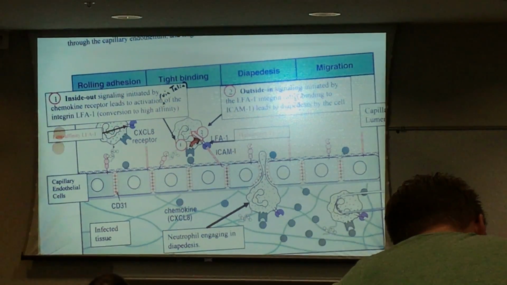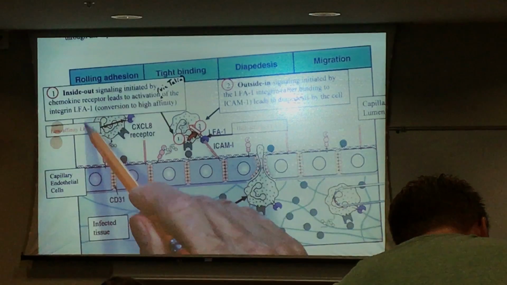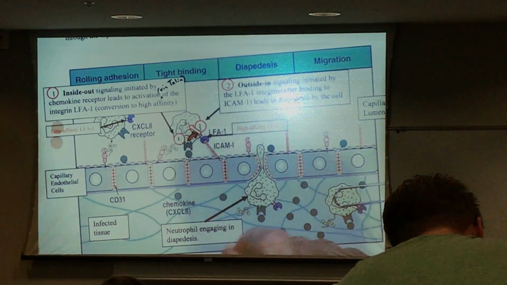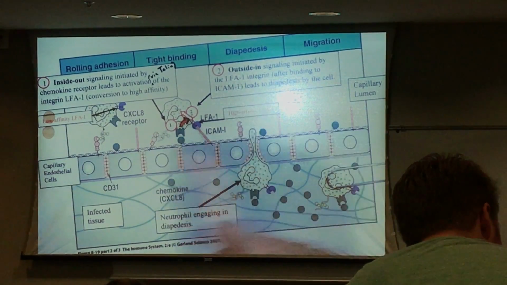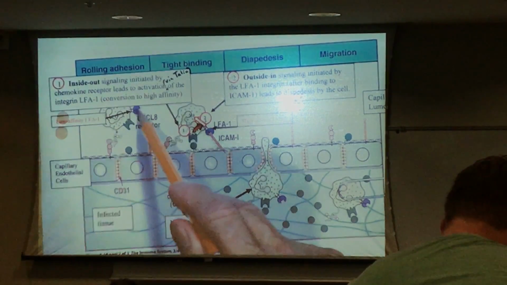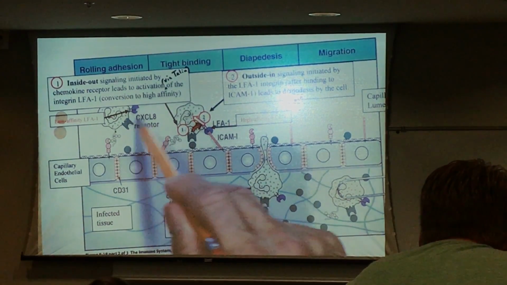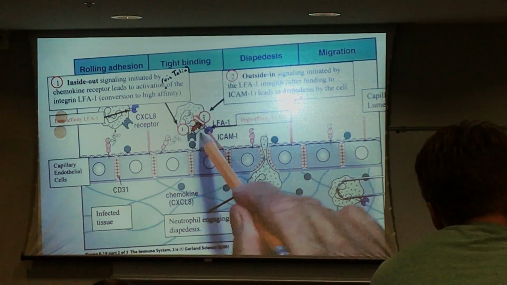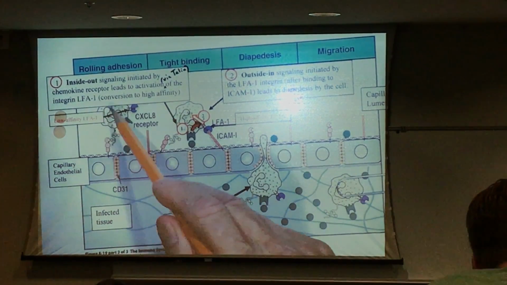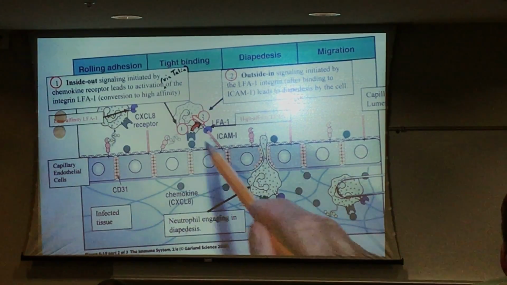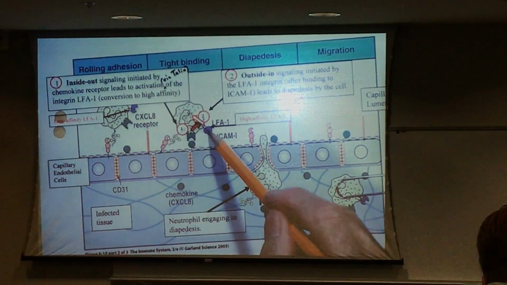We talk about this inside-out, outside-in signaling in the context of lymphocytes entering the lymph node, or in the context of neutrophils entering the site of an infection. We have an integrin called LFA1, a cytokine receptor called the CXCL8 receptor, and so forth. And in this case, we get the integrin from low affinity to high affinity, and the high affinity integrin can bind to its ligand, and then initiate outside-in signaling.